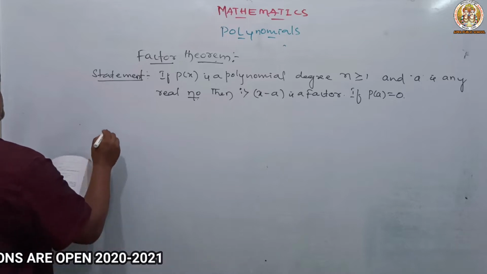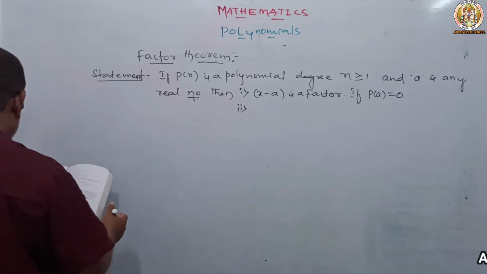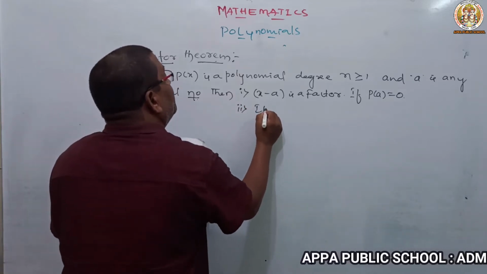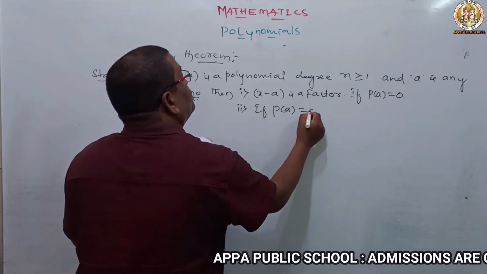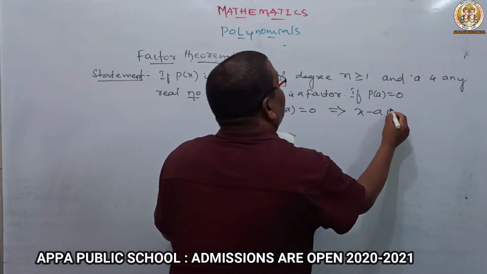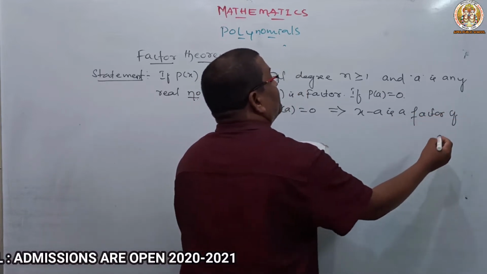Next one more. Second is: if p of a is equal to 0, it implies x minus a is a factor of p of x.